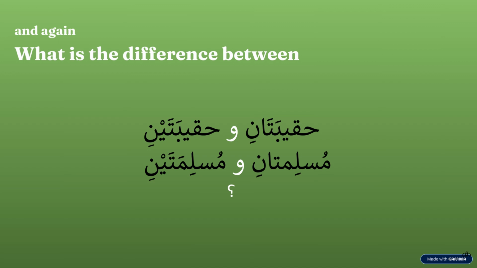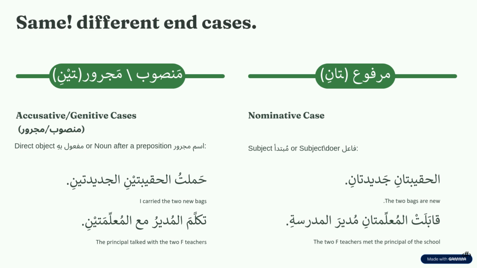And the same question arises again. What is the difference? حقيبتان وحقيبتين, مسلمتان ومسلمتين. And now you can answer, right? Meaning wise, there is no difference. Both of them mean 2 bags, 2 female Muslims. The only difference is about the end case. The tani ending is for the marfu'a state. Taini ending is for mansub أو مجرور.